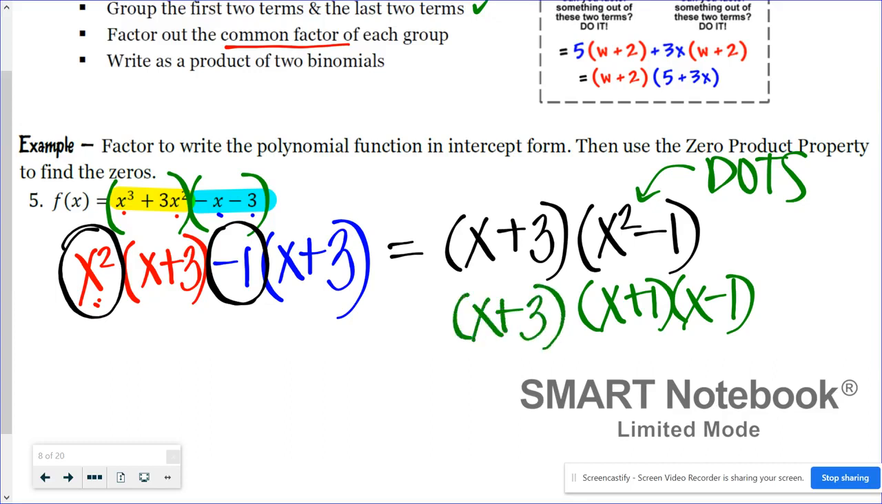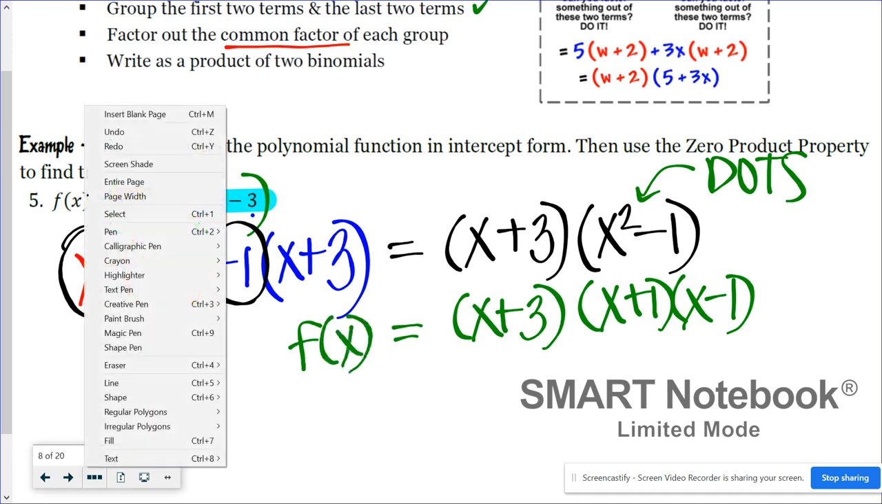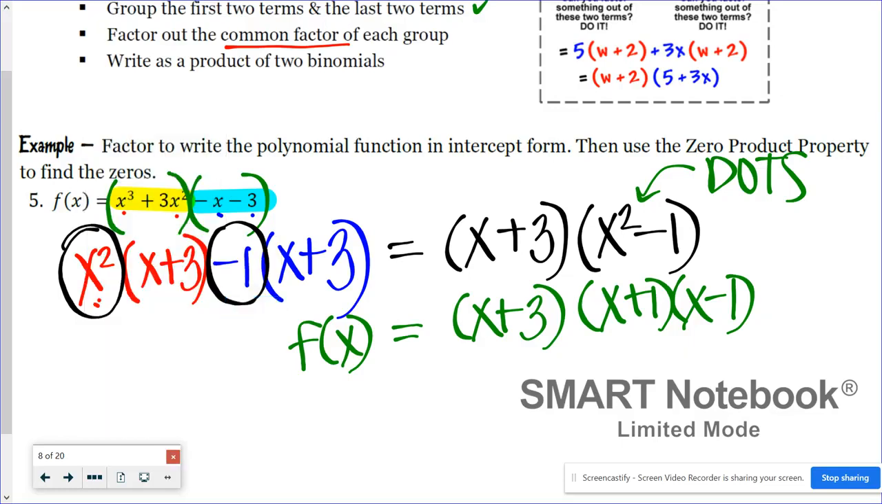So here we have our official factored, intercept form. So now I'm ready to use the zero product property to find the zeros. Because if x plus 3 is the factor, that means negative 3 is the 0. x plus 1 is a factor, negative 1 is a 0. x minus 1 is a factor, positive 1 is a 0.